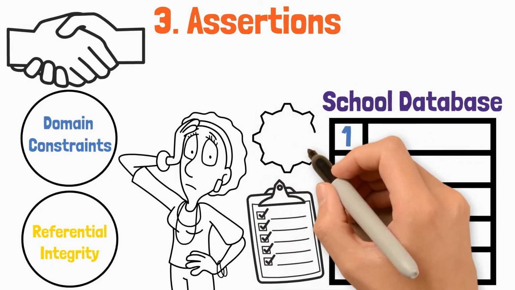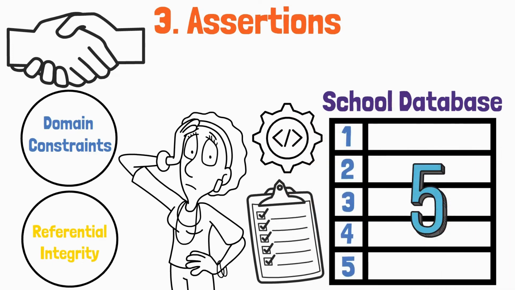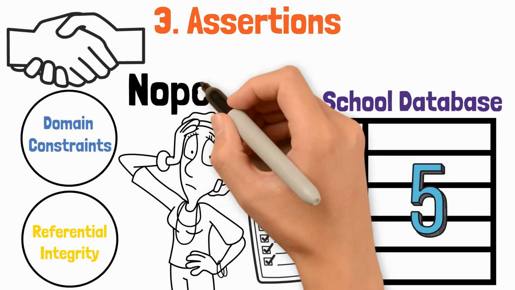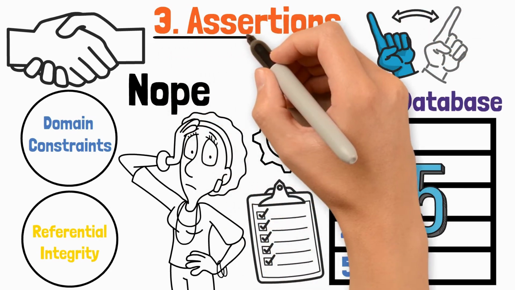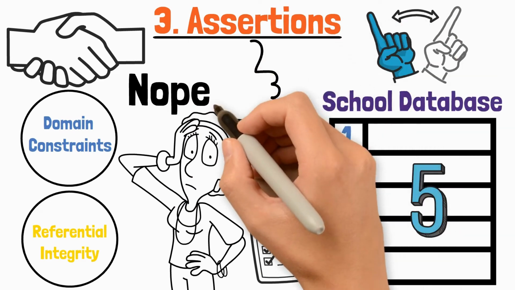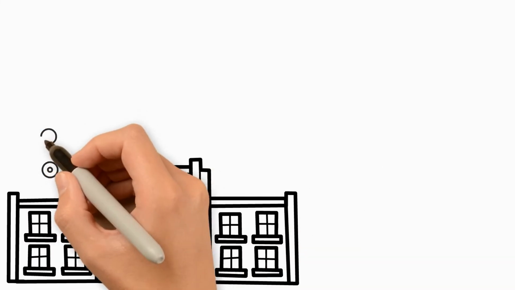If someone tries to change the database so that a department has fewer than 5 courses, the database will say, nope, that breaks the rule, and won't allow the change. So, an assertion helps keep important rules in place in the database to make sure everything works as it should, just like the rules at school help make sure everyone learns and behaves properly.